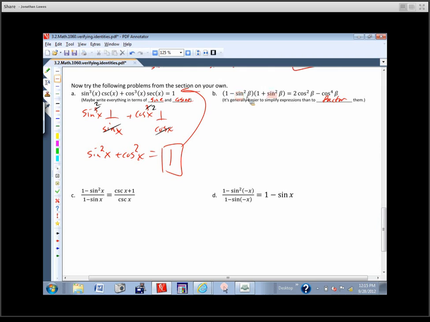What do you notice about this? It's a difference of squares. So you could quickly do this as 1 minus sine to the 4th beta. Now, do we have any identities that have sine to the 4th in them? Let's write this as 1, and then let's write this as sine squared beta, sine squared beta.